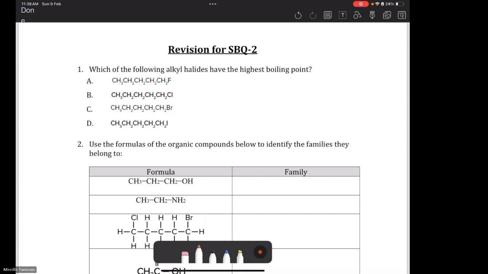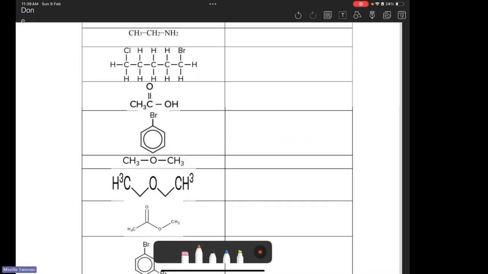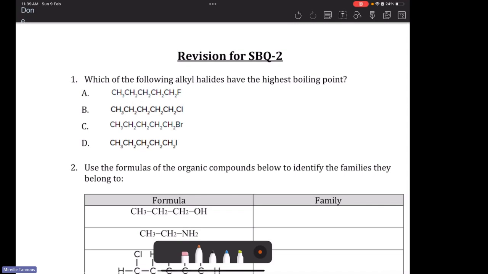Okay? So let me start with this sheet. Which of the following alkyl halides have the highest boiling point? You don't have to memorize how many electrons I have in each one. You have a periodic table. And since we're doing the quiz on Friday, I'll make sure to pass periodic tables to you.